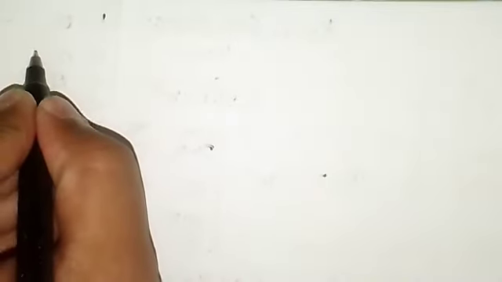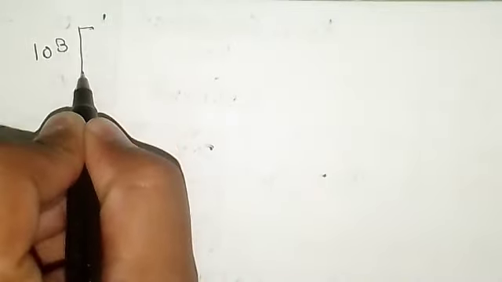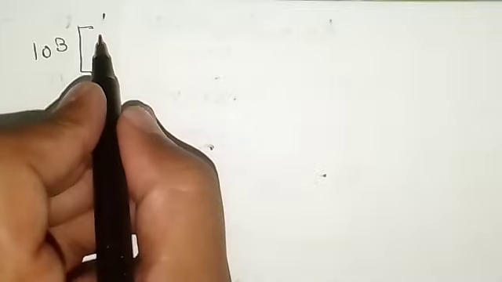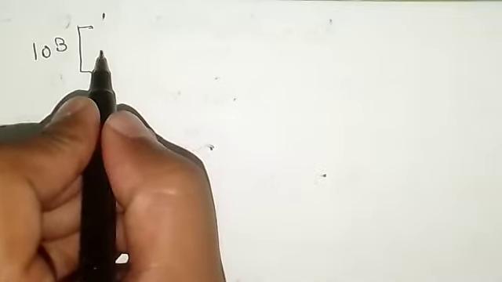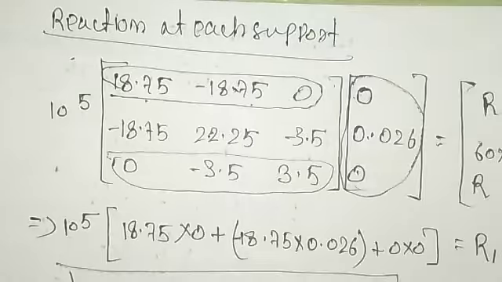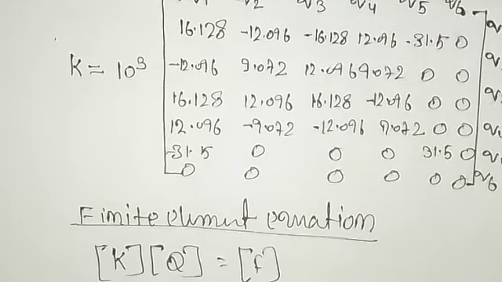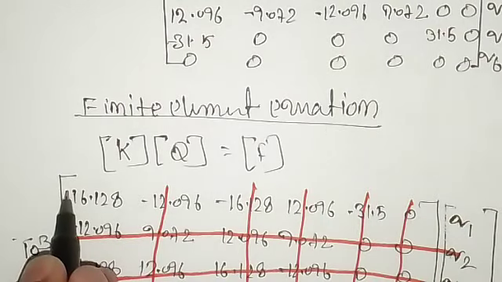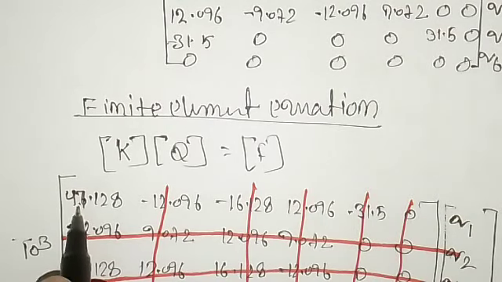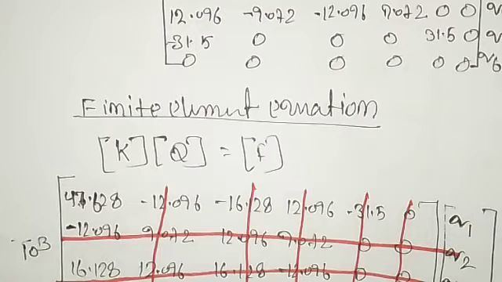So after elimination, the matrix becomes 10 to the power of 3, and that is 16 point... sorry, it is not 16. That is 47.128. Right, this is a correction. That is 47.628. So it is 47.628.